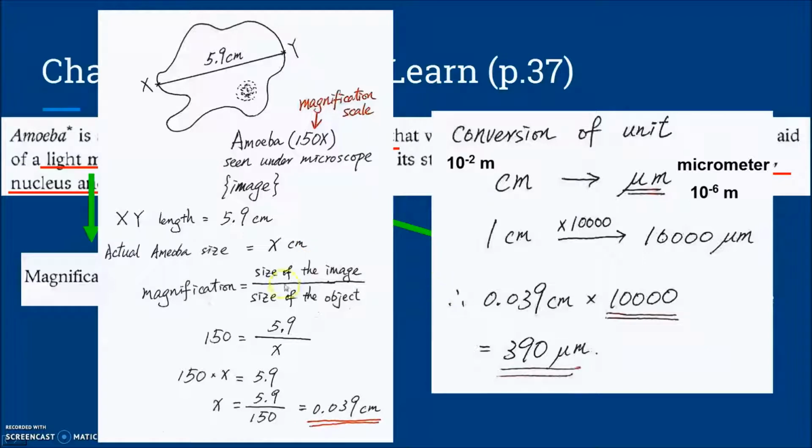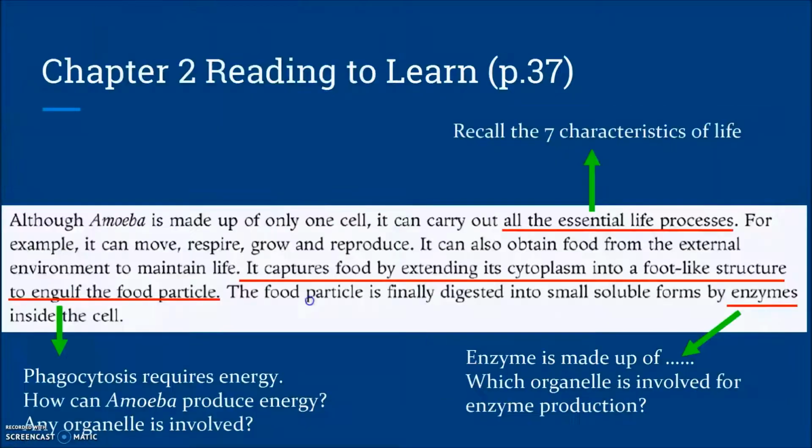So try to figure out how you can calculate. There is not much calculation in biology. Magnification is one, and for example the rate and depth of breathing is another one. Something like that. Let's go to the second paragraph.